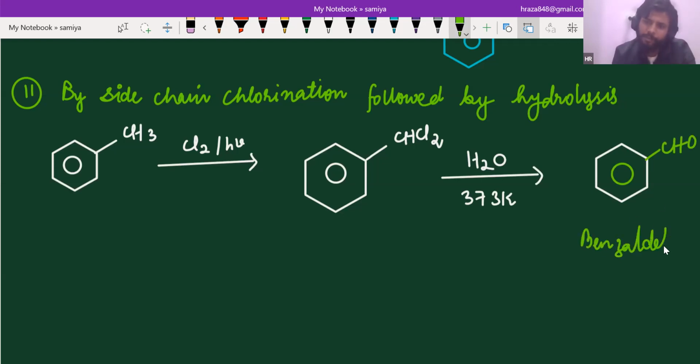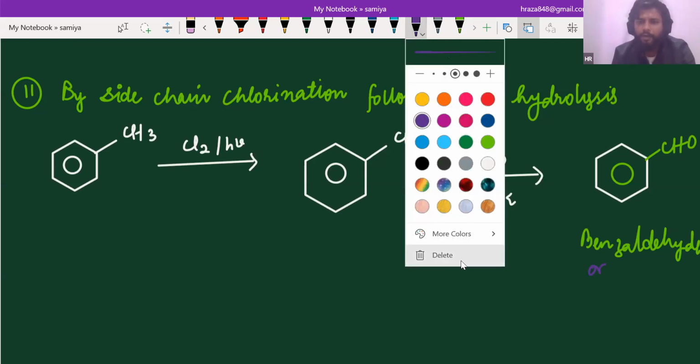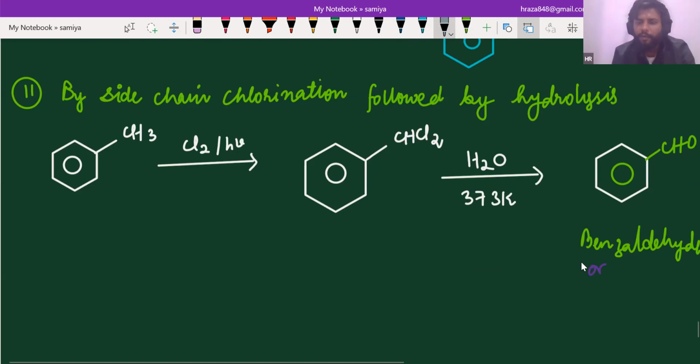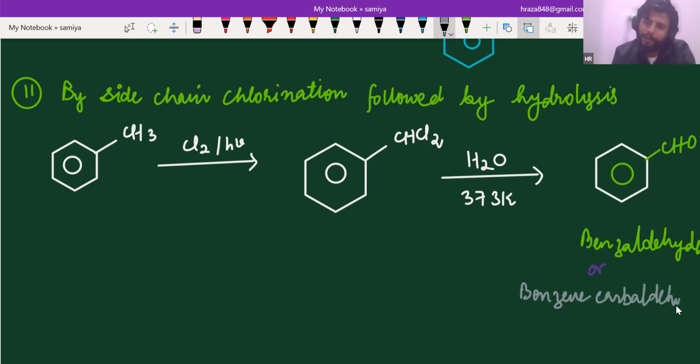Benzaldehyde is the common name as well as the IUPAC name. The IUPAC name was benzene carbaldehyde, and its common name was benzaldehyde. It was also treated as IUPAC as well as common. Please do write it.